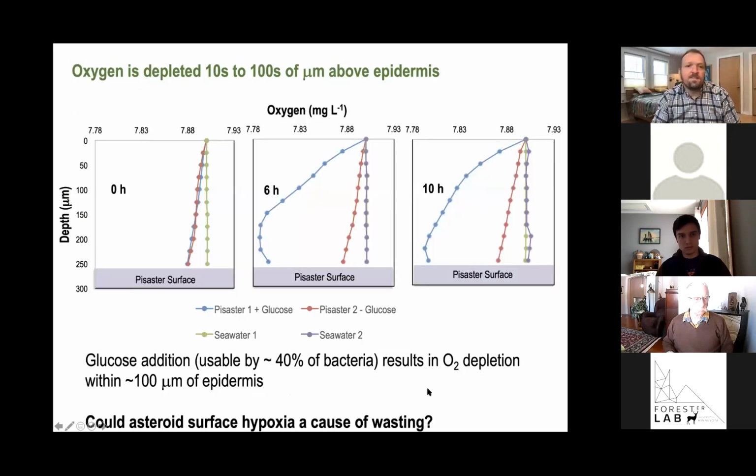But what we did find is that you do have this depletion of oxygen near their surface. This is maybe 20 microns above the surface of the Pisaster. At 0 hours, 6 hours, and 10 hours, you find this decrease in oxygen leading up to their surface. And if you add glucose, which will stimulate bacterial activity, that increases the depletion quite substantially over time. So could asteroid surface hypoxia be a cause of wasting disease? That was the line of investigation that we pursued for the next 2 years.